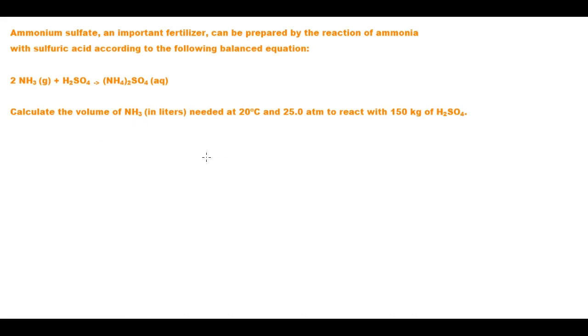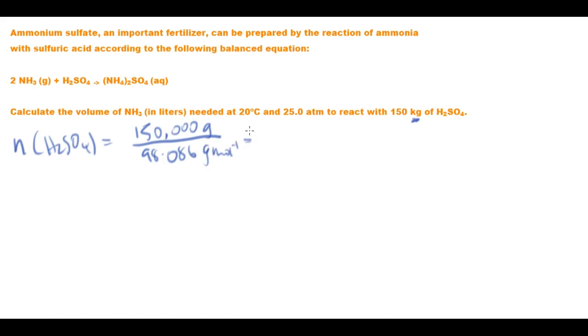So let's figure out, first, how much sulfuric acid we actually have. The number of moles of our sulfuric acid, H2SO4, from 150 kilograms. Don't be fooled by that. We need to convert that into grams because our molar mass is in grams per mole. So it's going to be 150,000 grams. And the molar mass of sulfuric acid is about 98.086 grams per mole. So we're going to have lots of sulfuric acid.